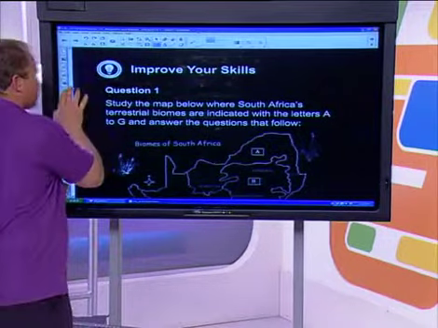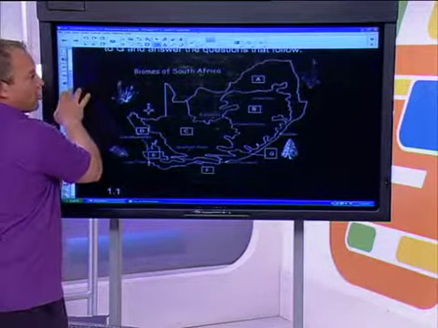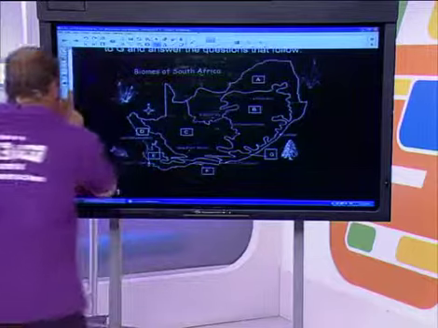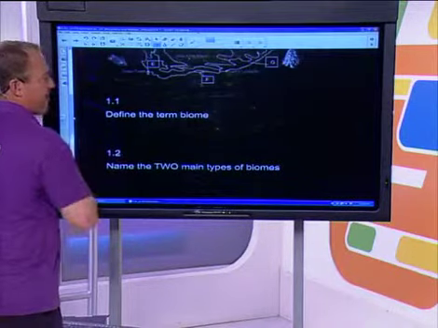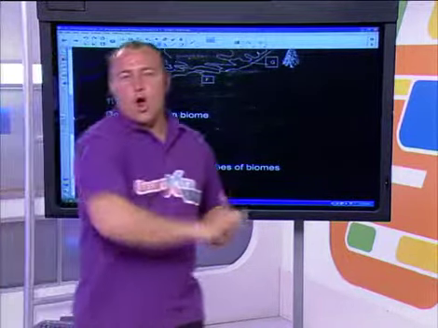Now the question is, there we go. Look at this beautiful thing, and I've taken all the colors away and all the maps, and they want you to identify each and every one. So let's have a look. First question: define the term biome.